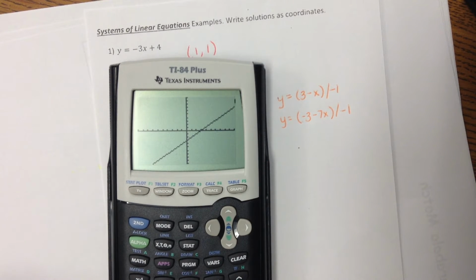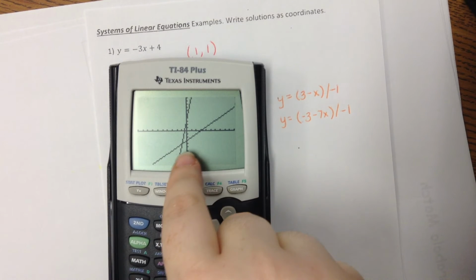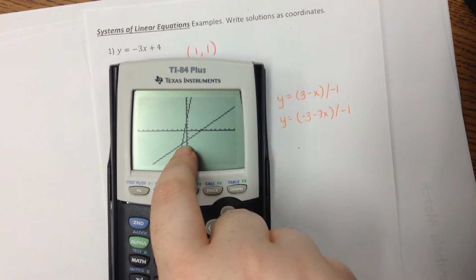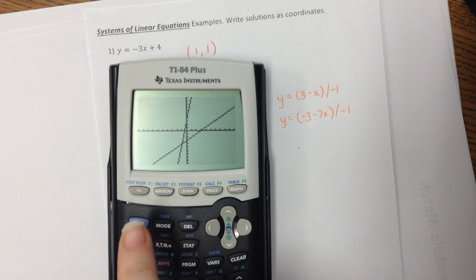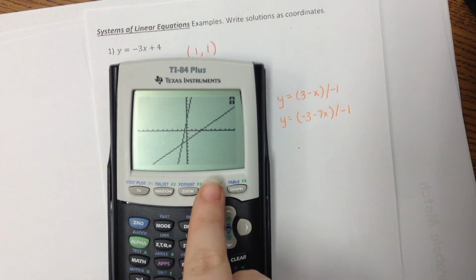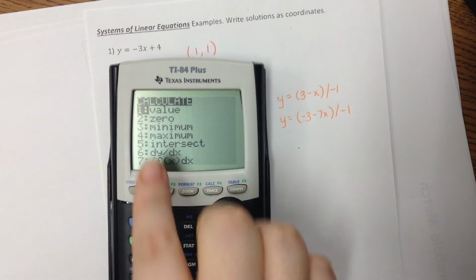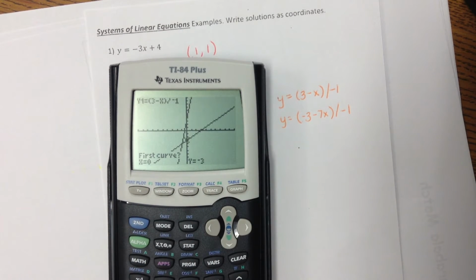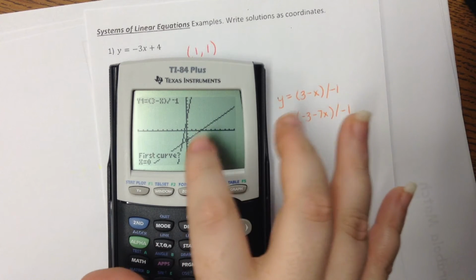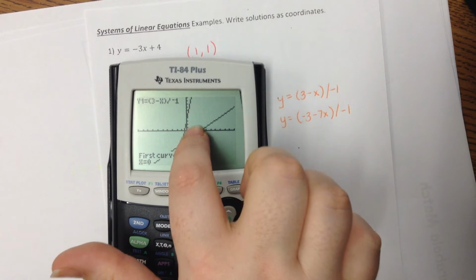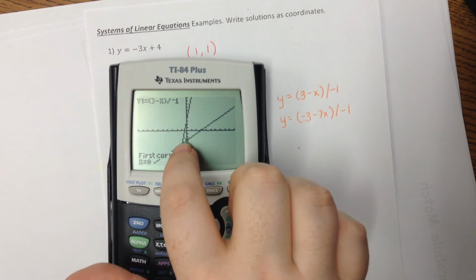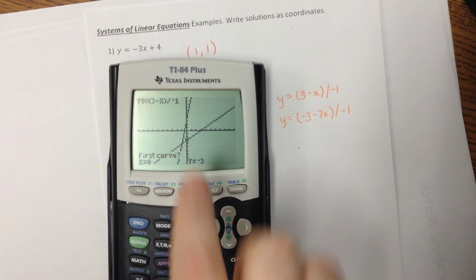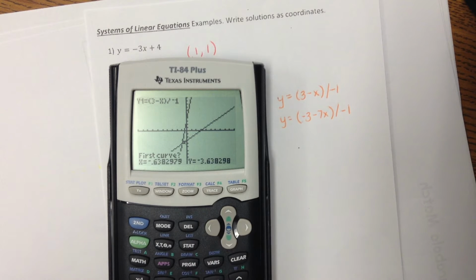There's the first line. There's the second line. And they do intersect, and it looks like they're in the third quadrant, so we should have a negative x and a negative y. Now let's go find the intersection. We're going to press second, trace. We're going to press number 5 for intersect. Again, it brings us back to the screen. Your cursor could have been up here or down here. It doesn't really matter where the cursor is right now, just as long as you can get it to the intersection. So I have to press left to get to that intersection, just a little bit.